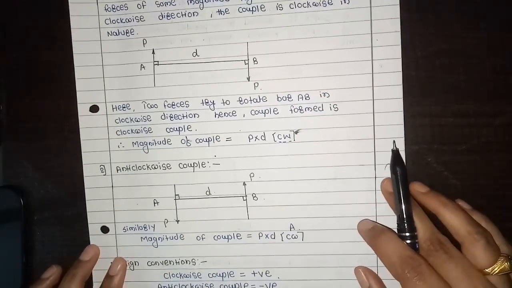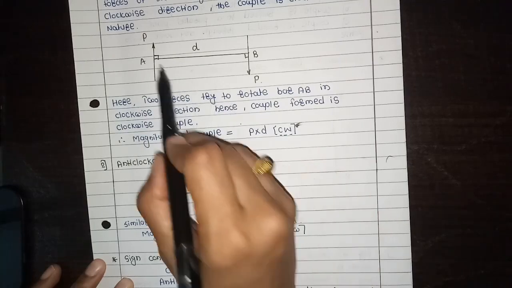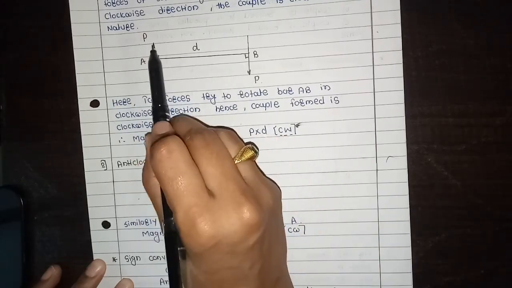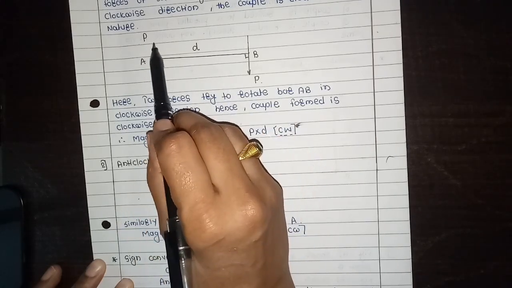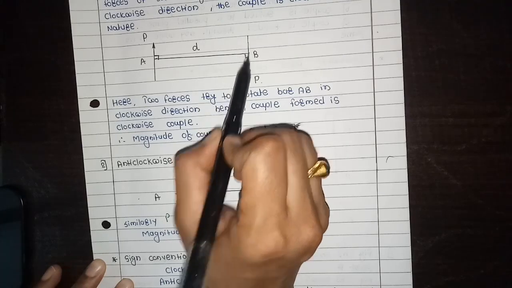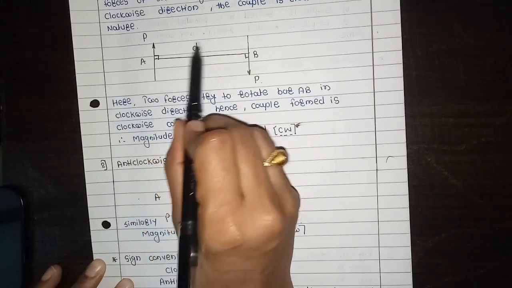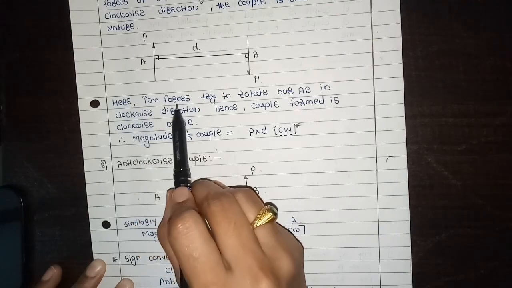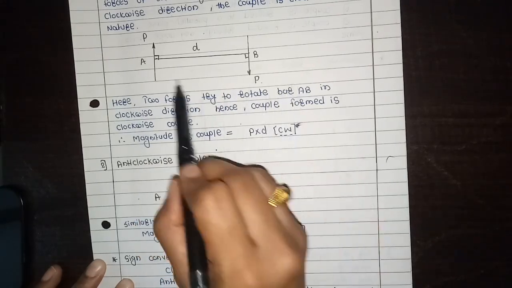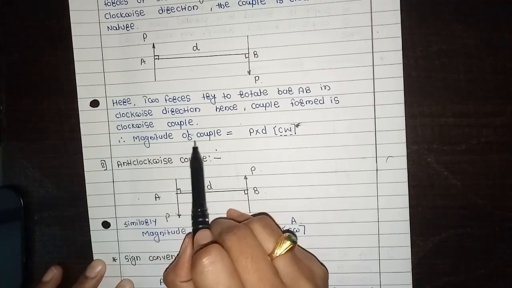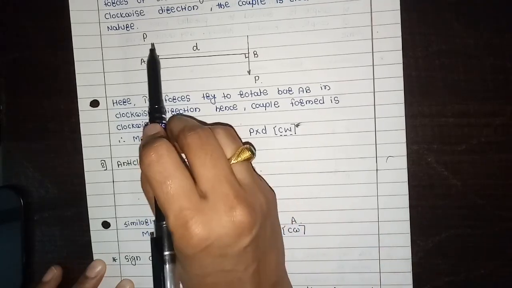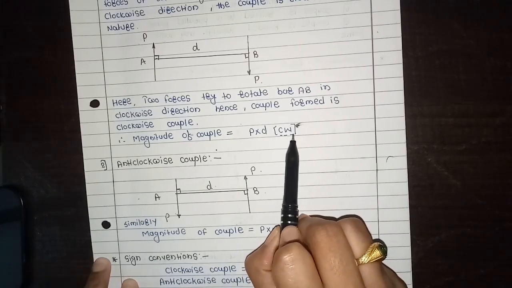See this diagram. The forces have same magnitude P, they are unlike and parallel to one another. These are two non-collinear forces and D is the lever of the couple. So here two forces try to rotate bar AB in clockwise direction, hence the couple formed is a clockwise couple. Magnitude of couple is equal to P into D. This is clockwise, CW is the short form.